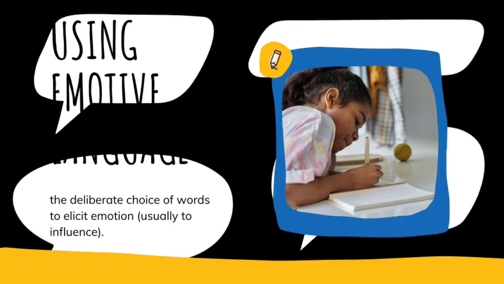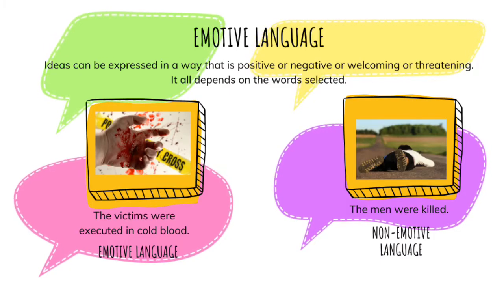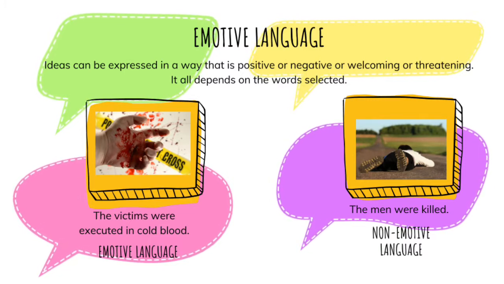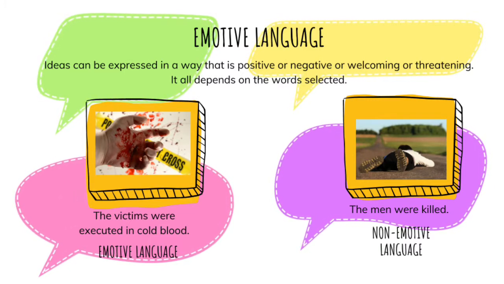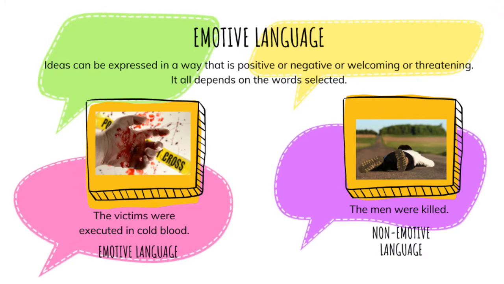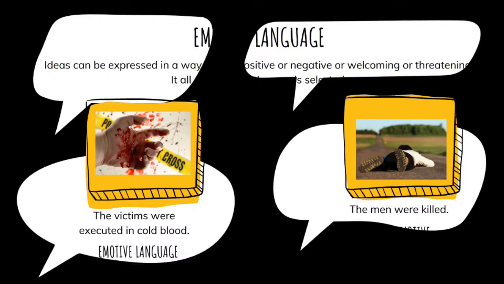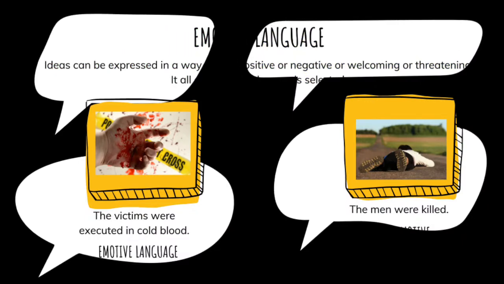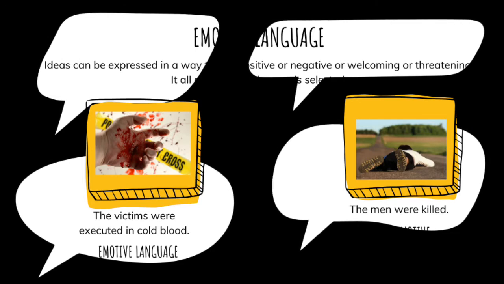Okay, so like this. When you want to say the men were killed, that's not emotive language, but if you want to make it stronger, you can say the victims were executed in cold blood. So it's stronger than when you say the men were killed.